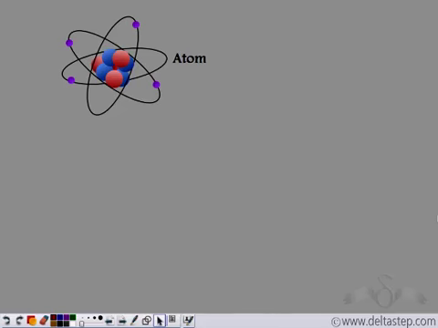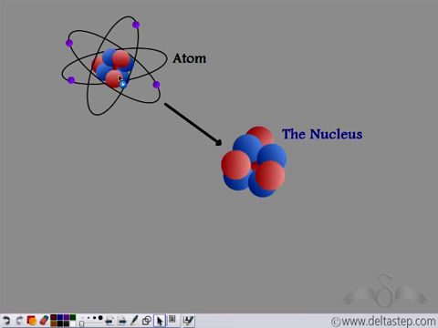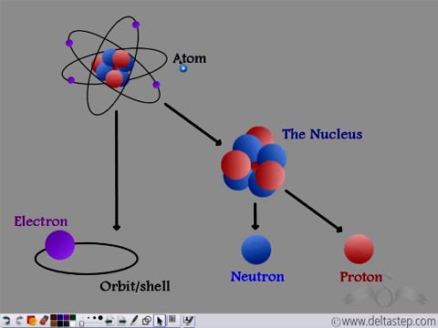Let's recall the structure of atom. So this is the structure of an atom. The central part of the atom is the nucleus. The nucleus consists of the neutrons and the protons. So the atom has the central part, which is the nucleus, and the electrons that revolve in the fixed shells or orbits. So this is the present accepted form of the structure of atom.